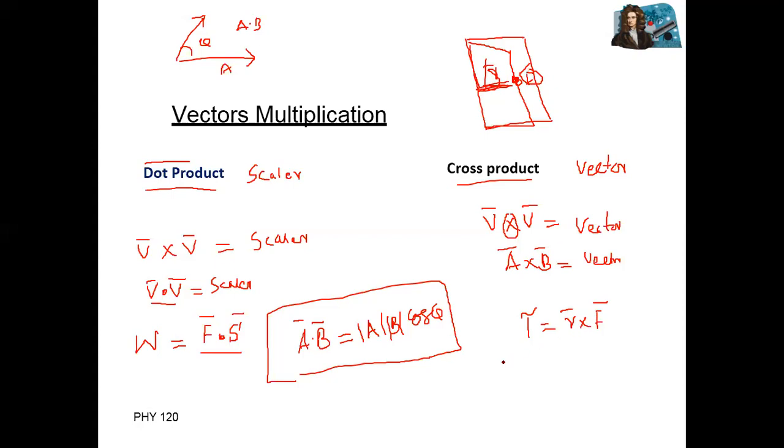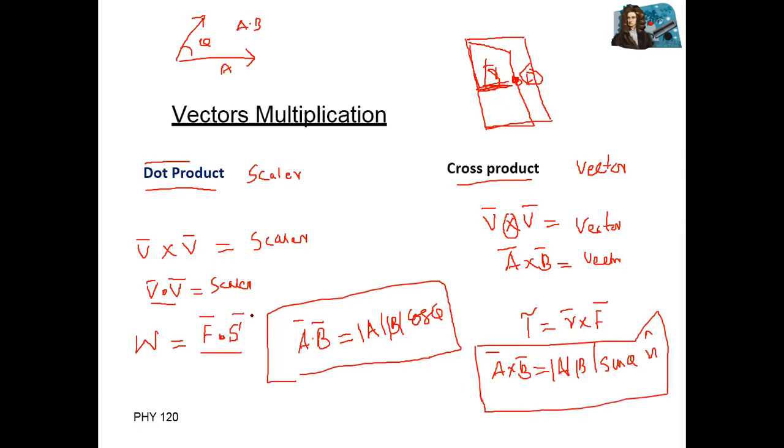But listen, A cross B: when you multiply these two, the result is A vector magnitude times B vector magnitude times sine theta, and also we have direction. Direction means vector quantity, so we need direction. I will solve examples on scalar and also on vector products. This was just an introduction.